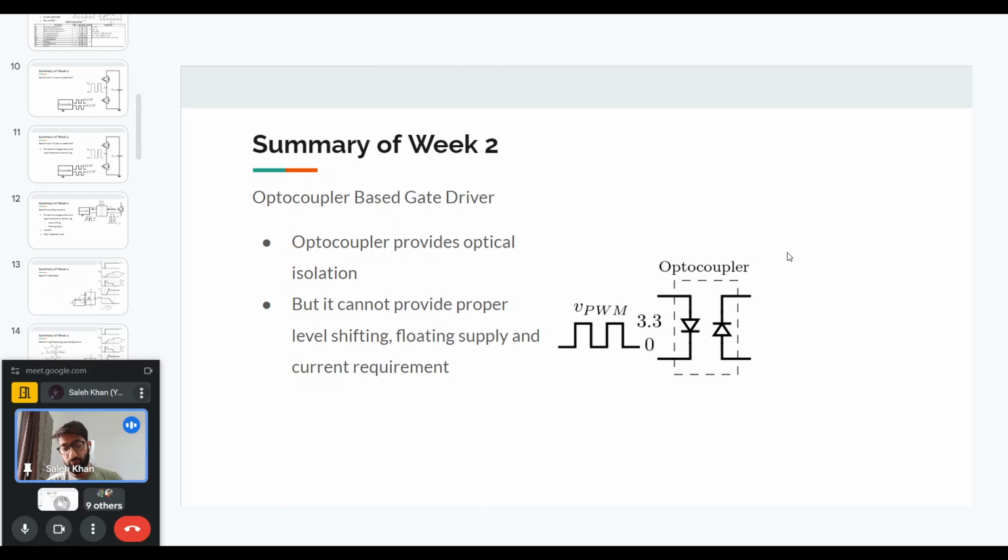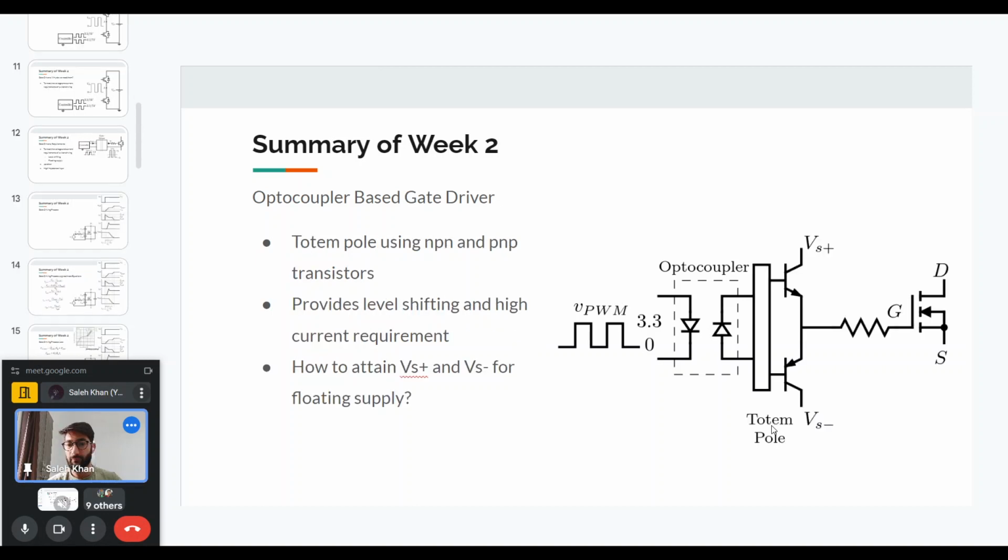But if we want the proper 15 volt, minus 5 volt, then we will need some other circuit. And again, this will not provide us the floating supply and the current requirement, because these LEDs are also at low current. So if we want these advantages of the high level shifting and floating supply, we can use what is called a totem pole circuit.